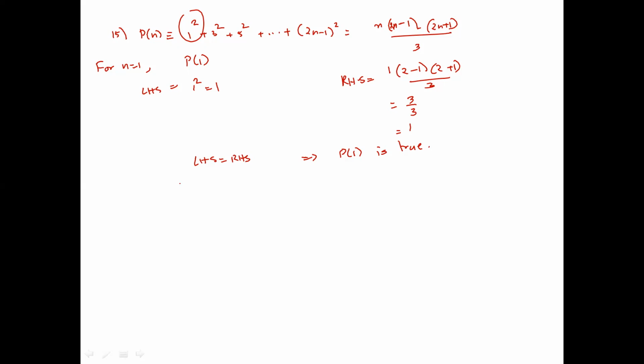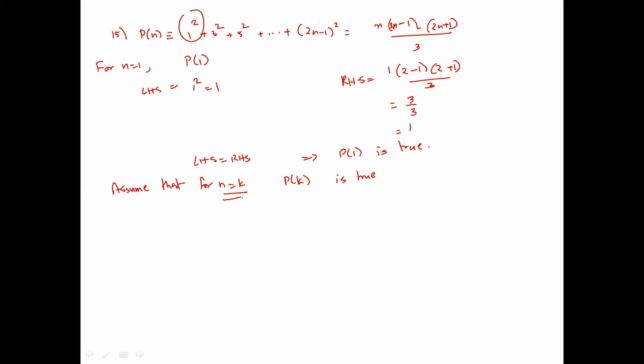For n equal to 3, it is true or not? N equal to 4, it is true or not? N equal to 5, 6, 7, 8. Like that I can't prove. That's why what I am doing is assume that for any n equal to k, P of k is true.